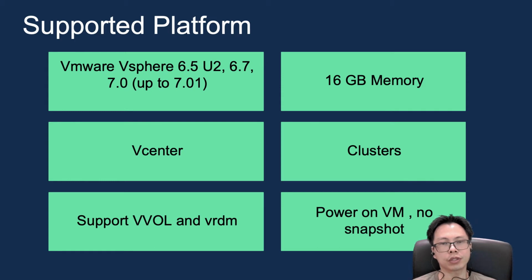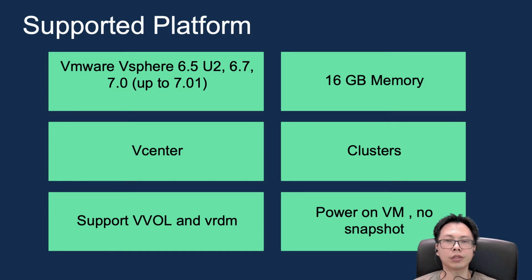You also need to make sure that on both sides, the ESXi hosts have a minimum of more than 16 GB of RAM. For an enterprise, it should be no issue, right? Then the next thing is you need to have vCenter managing the infrastructure of your ESXi hosts, and you need to configure clusters. Your configuration can be in the same cluster or in different clusters as well. Veeam CDP does support VVol and also vRDM as well.